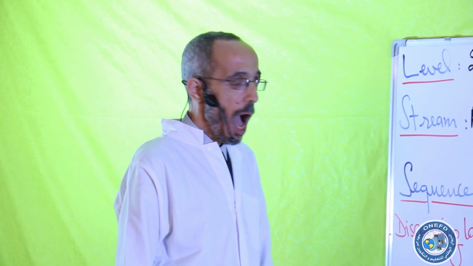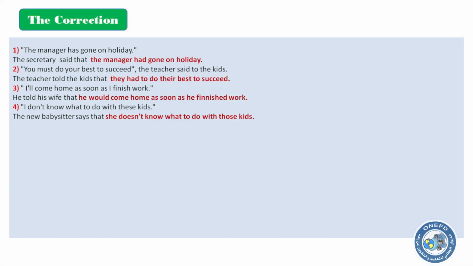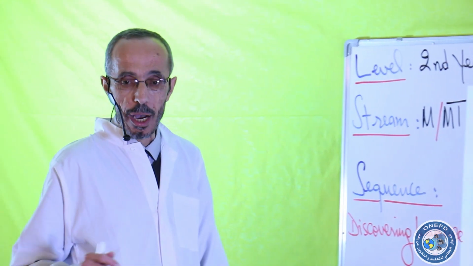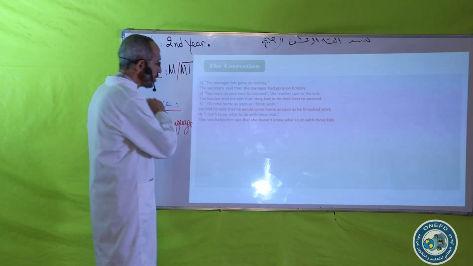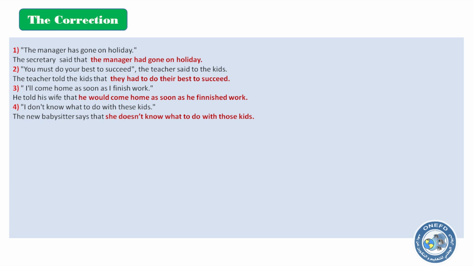Number 4, I don't know what to do with these kids. The new babysitter says that she doesn't know what to do with those kids. Here there is no change with the tense. Why? Because the reporting verb is present. But there is a change for the demonstrative pronoun. These, change it to those.